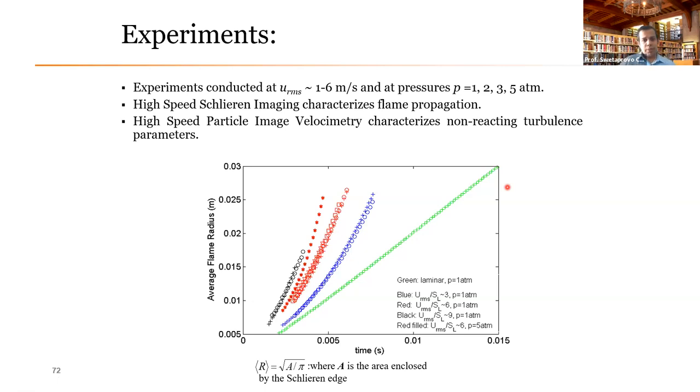Whereas in the turbulent cases, you can see that the average radius becomes concave upward with time. Which means that your dR/dt is not constant, but increases with time. Okay. And that is, of course, very interesting, because it means that on average, the flame is accelerating. Larger radius, larger flames, dR/dt, larger flame speed.